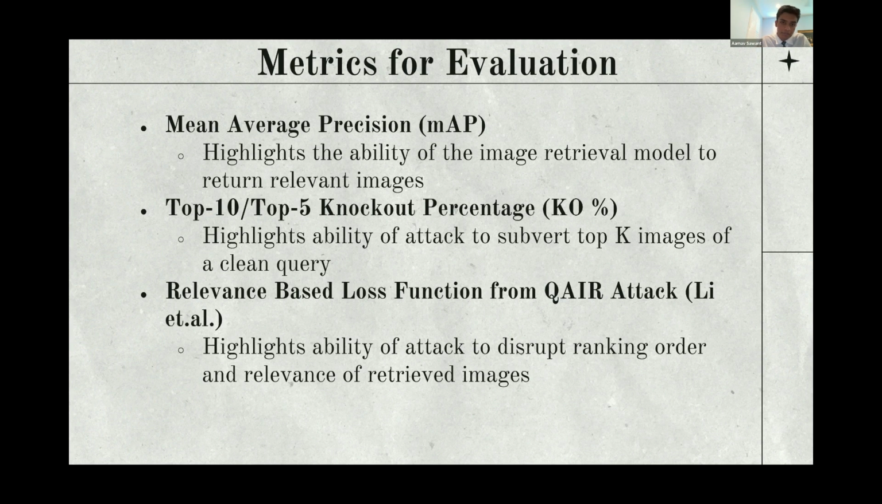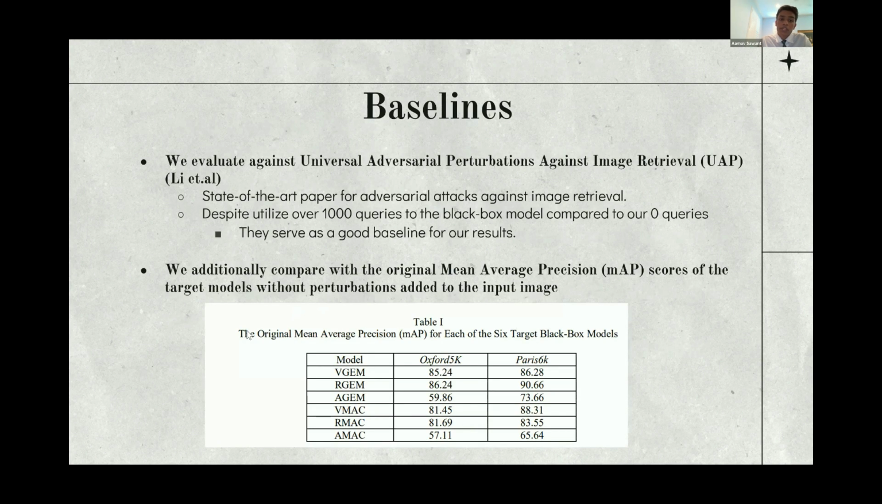For the baselines, we evaluate against universal adversarial perturbations against image retrieval, which is a state-of-the-art paper for adversarial attacks against image retrieval. Despite the fact that they utilize over 1,000 queries to generate their perturbations compared to our 0 queries, they serve as a good baseline for our results.